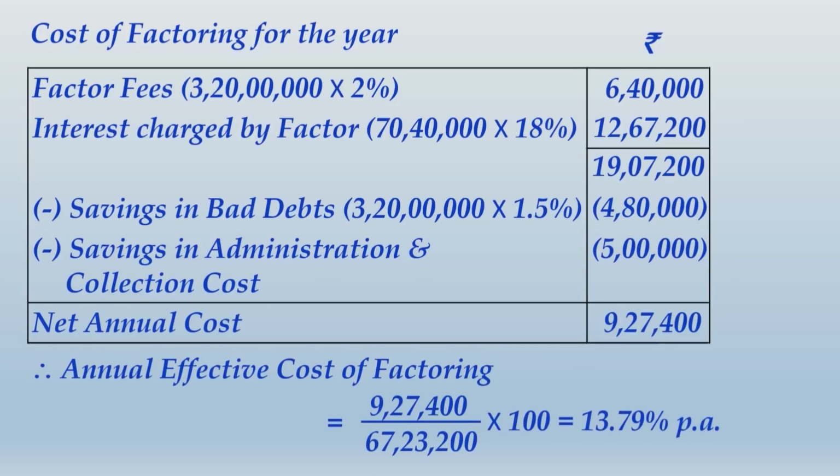So annual effective cost of factoring would be 9,27,400 divided by the net amount advanced, that is rupees 67,23,200, and your effective cost of factoring finally comes to 13.79% per annum. So just take note of this whole thing, and that will be end of the solution.